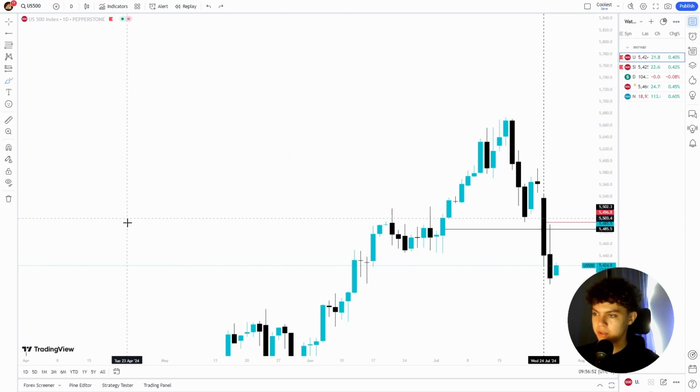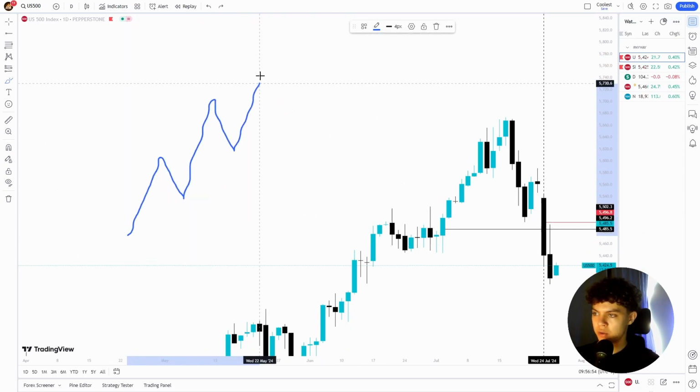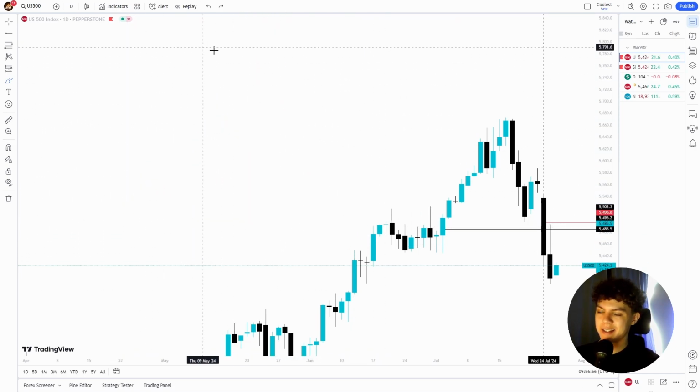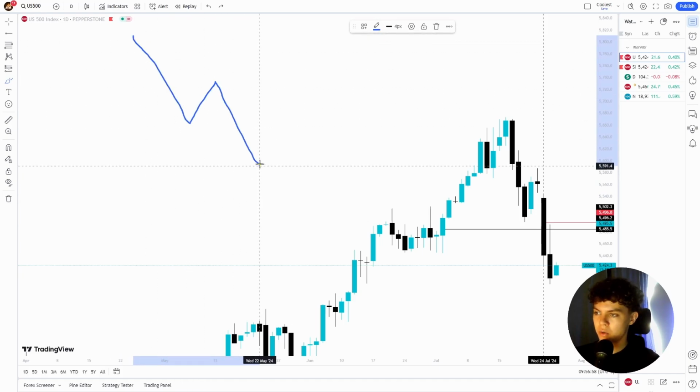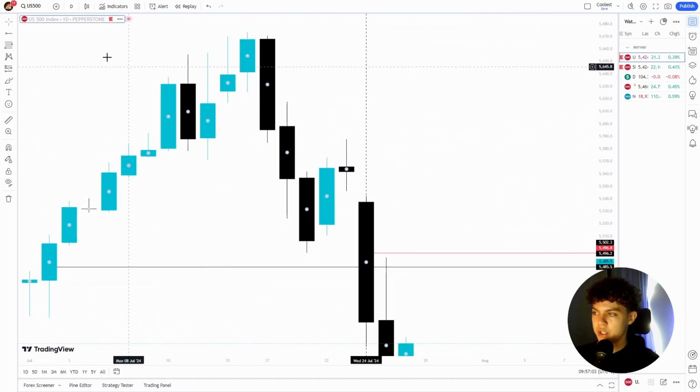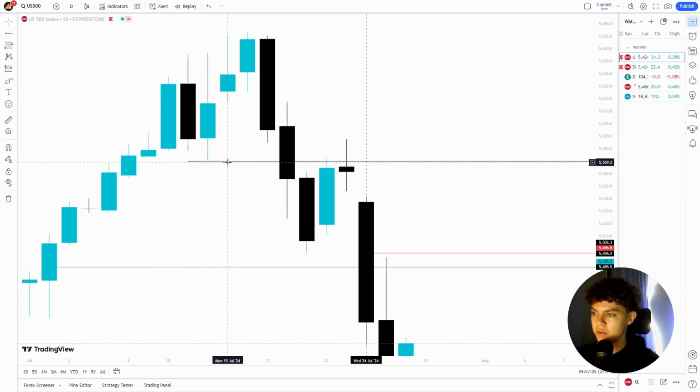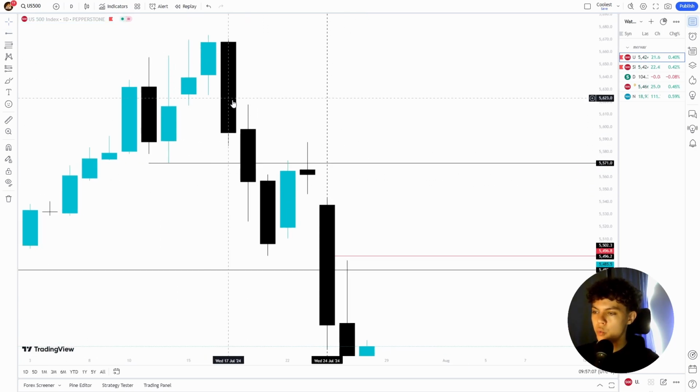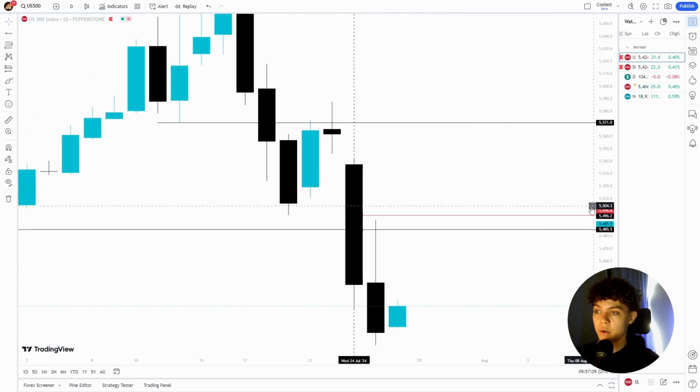In uptrend, it moves like this: higher highs, higher lows, higher highs, higher lows. And in this case, it moves down, so lower lows, lower highs, lower lows, lower highs, etc. Right here, we can literally see this. We are bearish because we broke structure right here to the downside, and we're bearish now. We can see that this is quite perfectly aligned.